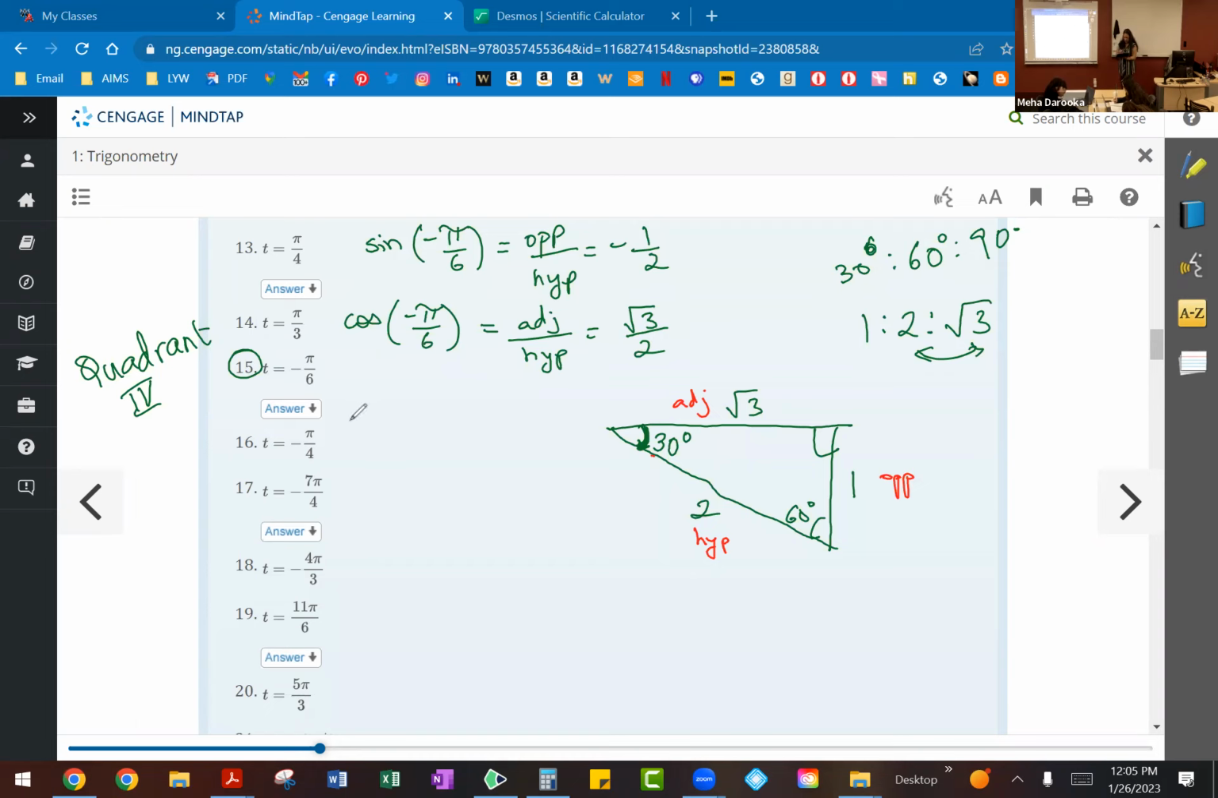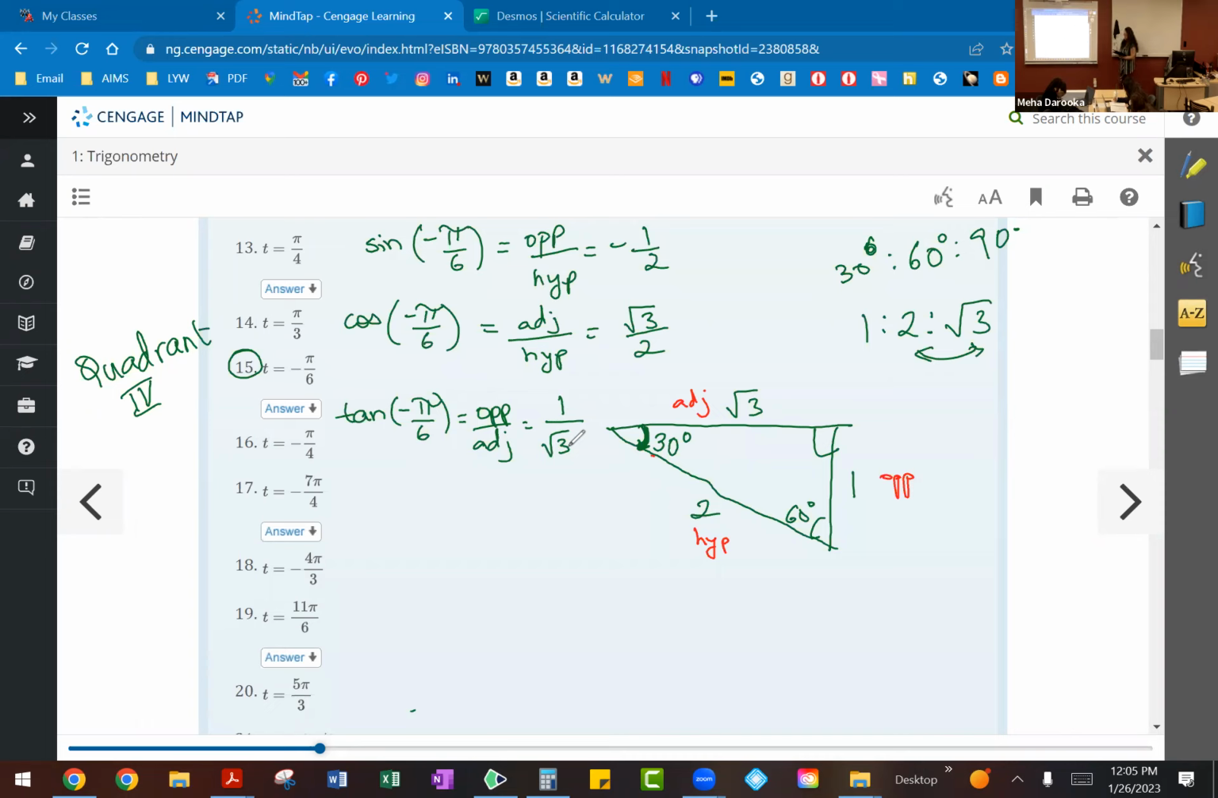Let's talk about tangent for negative pi over 6. So remember, tangent is TOA, opposite over adjacent. And what are we looking at for the tangent function? Square root of 3. Yeah, so you will start out with, for the opposite side, it's 1. And adjacent side is square root of 3.